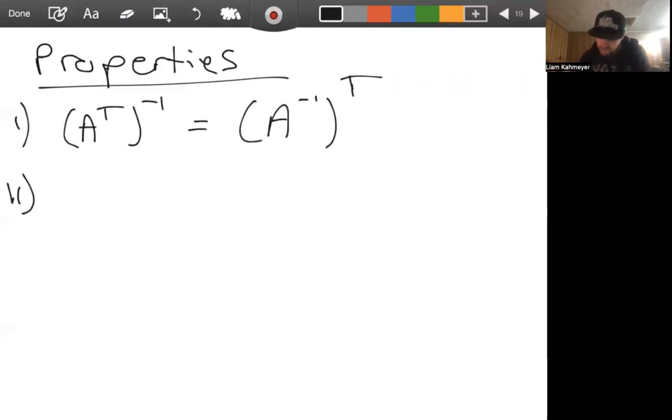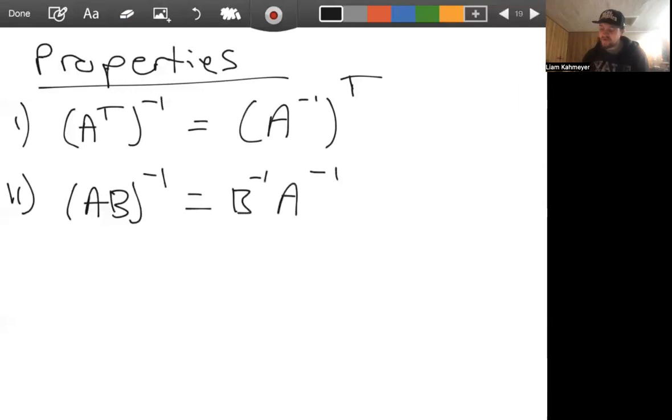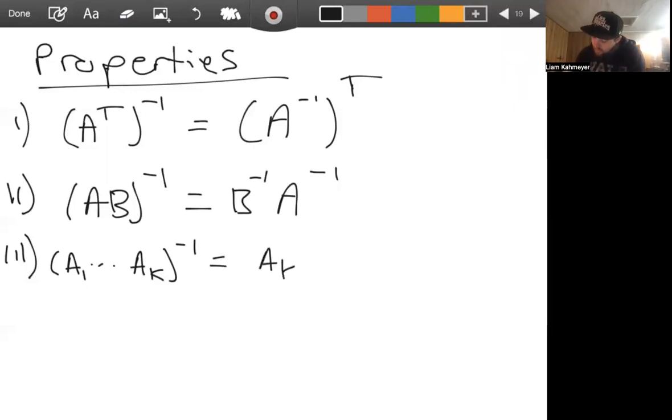We have a property that says if you take the inverse of the product AB, then that's the same as first B inverse A inverse. And so when you kind of distribute this inverse, if you will, the order of the product flips, right? So that's always important to keep in mind. This is true for finite products as well. So if you were taking a product of K matrices, A1 through AK, and then taking the inverse, well, you always flip the order. So AK inverse, AK minus 1 inverse, et cetera, all the way down to A1 inverse.